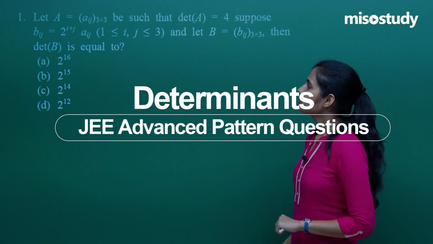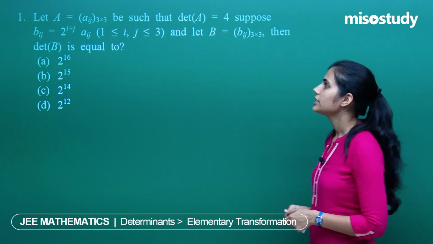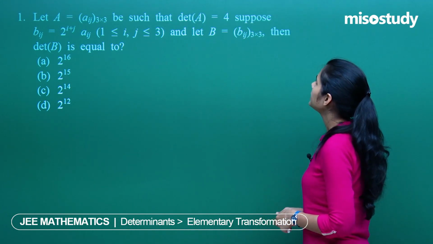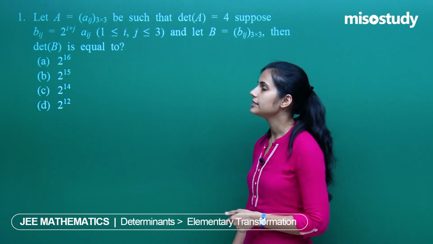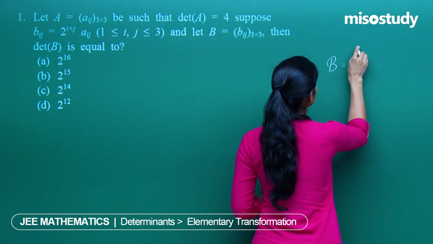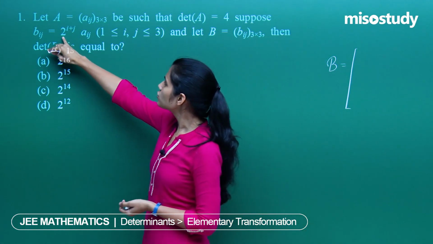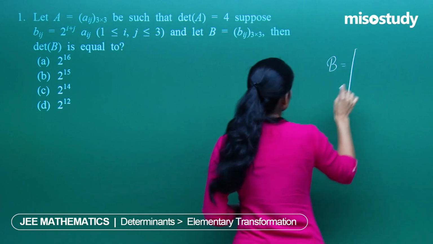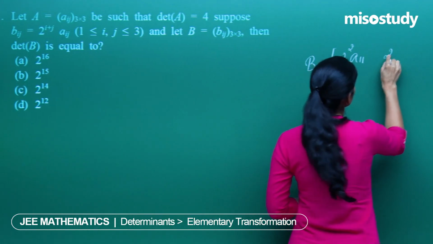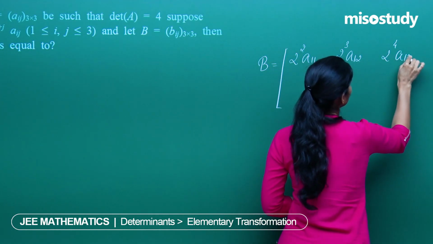Let A be a 3 cross 3 matrix such that determinant of A is 4. Suppose Bij is 2 to the power i plus j, Aij, where i and j are varying from 1 to 3, and B is this, then determinant of B is equal to what? So what exactly is B? B matrix is, let's see what it is. The 1-1th entry of B is 2 to the power 1 plus 1 A11. So it is 2 square A11. Next similarly is 2 cube A12, 2 to the power 4 A13.